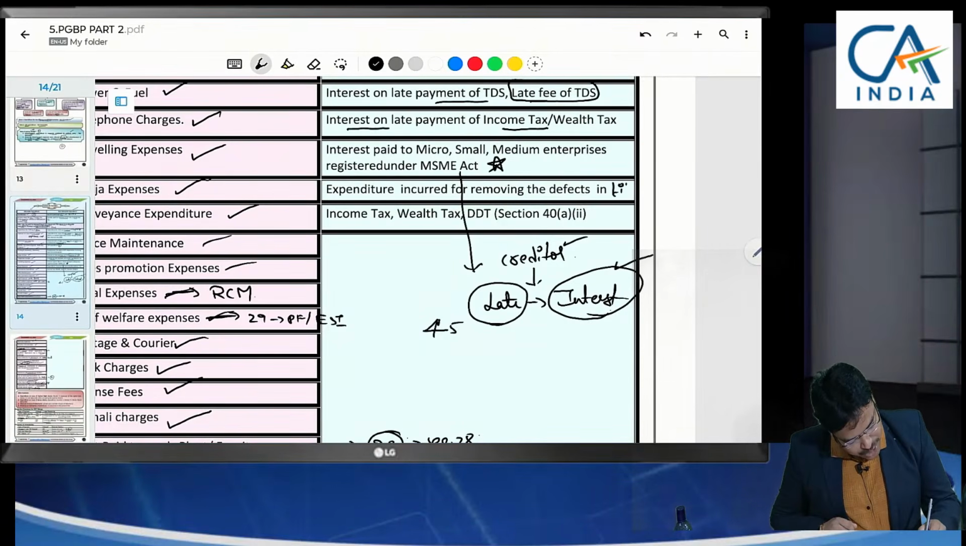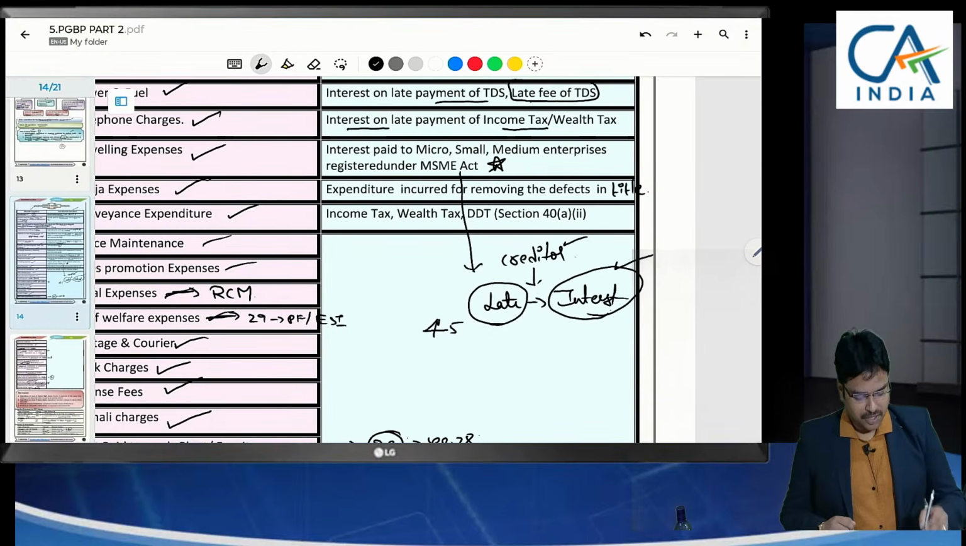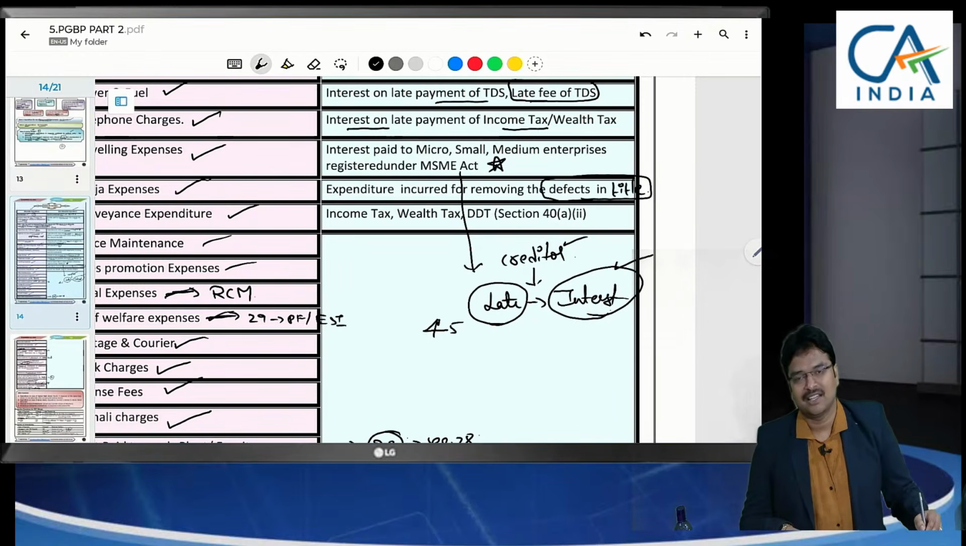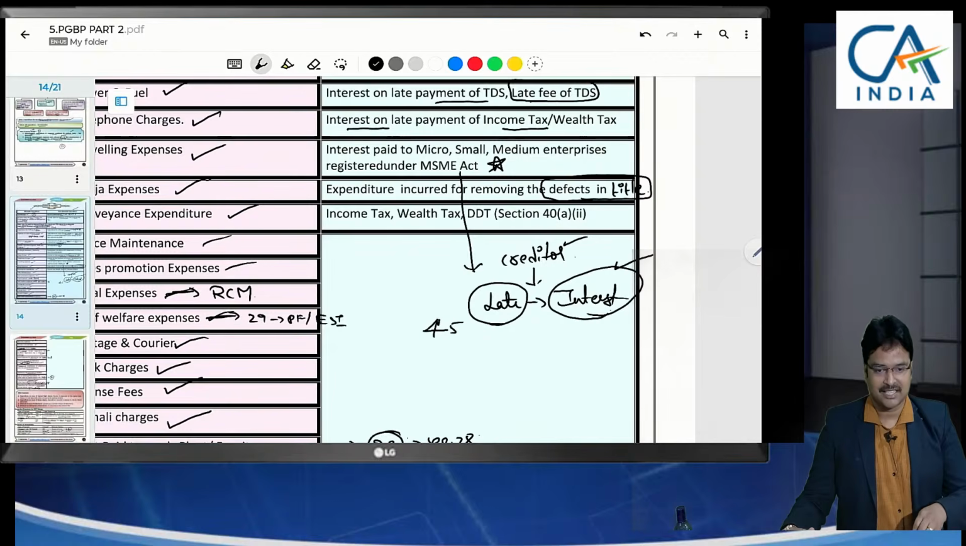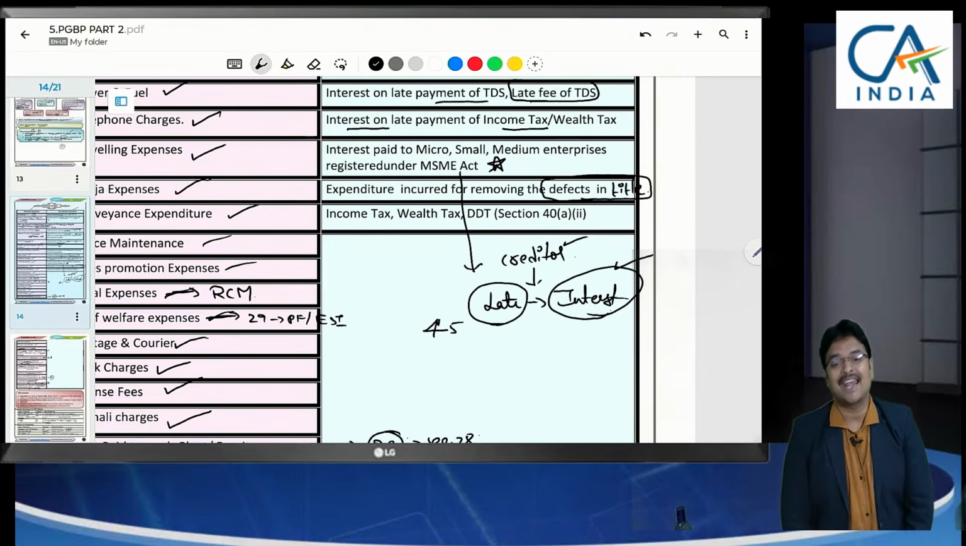Next, expenditure incurred for removing the defects in the title. When an asset is there, and any litigation is being done for that asset, the legal expenses incurred towards such asset should be capitalized, because that expenditure is incurred to remove the defect in the title, which is capital in nature.